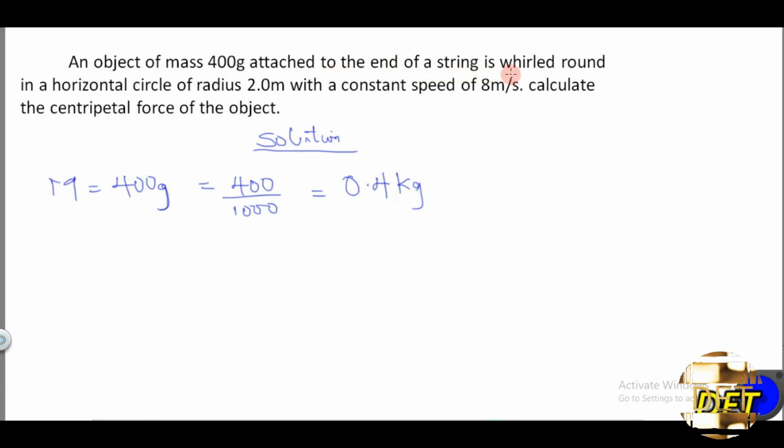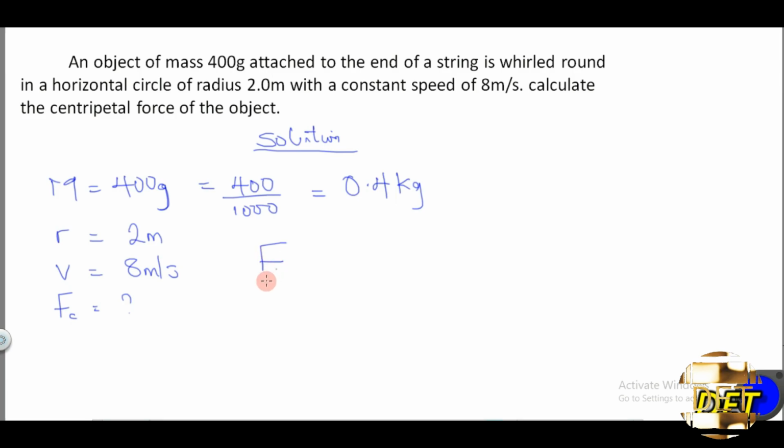So an object of mass 400 gram attached to the end of a string is wheeled round in a horizontal circle of radius 2 meters. So the radius is 2 meters, with a constant speed of 8 meters per second. So the velocity is what? 8 meters per second, right? Calculate the centripetal force of the object. So centripetal force is what we are asked to look for, right?